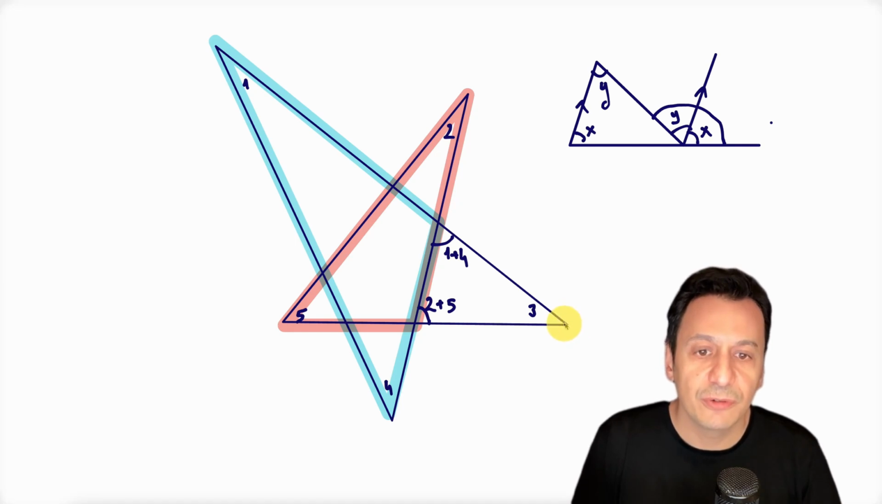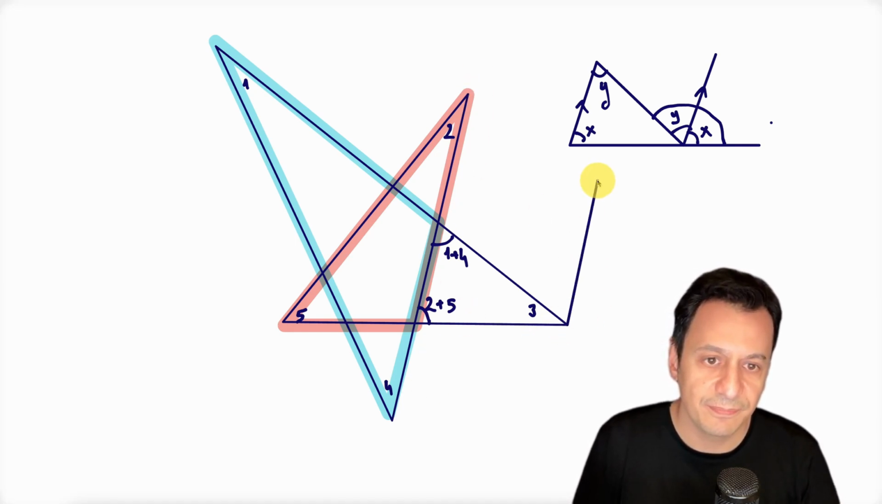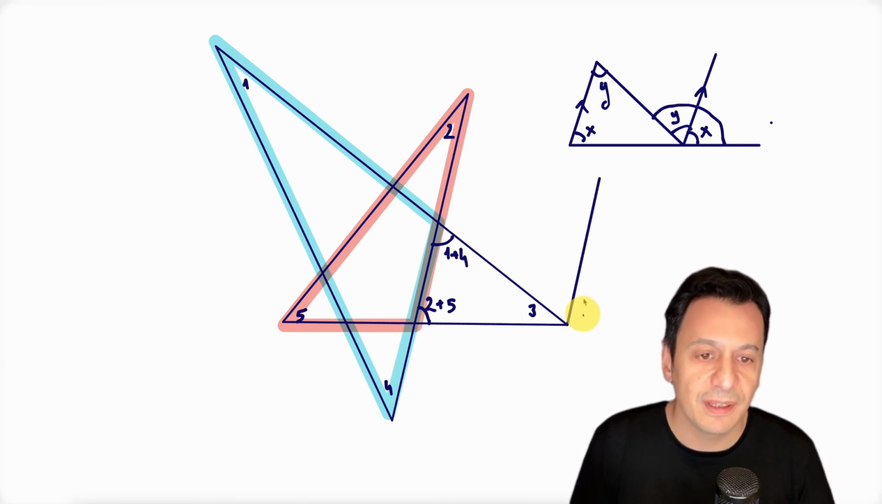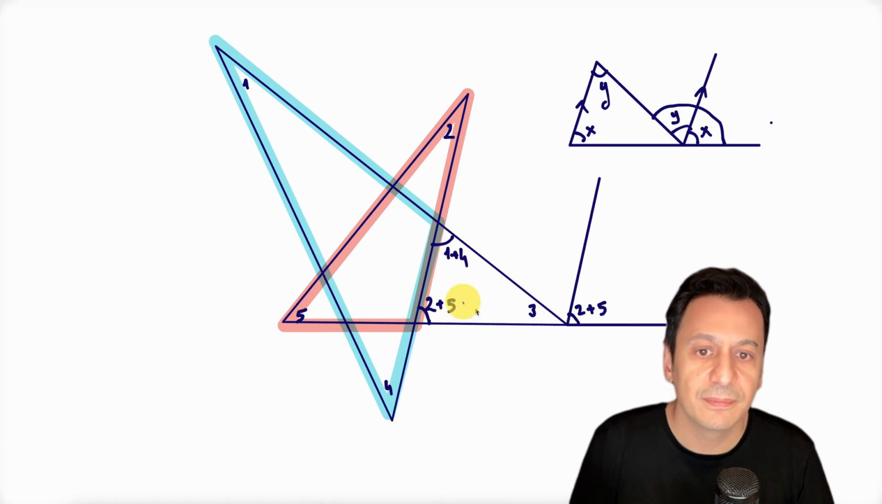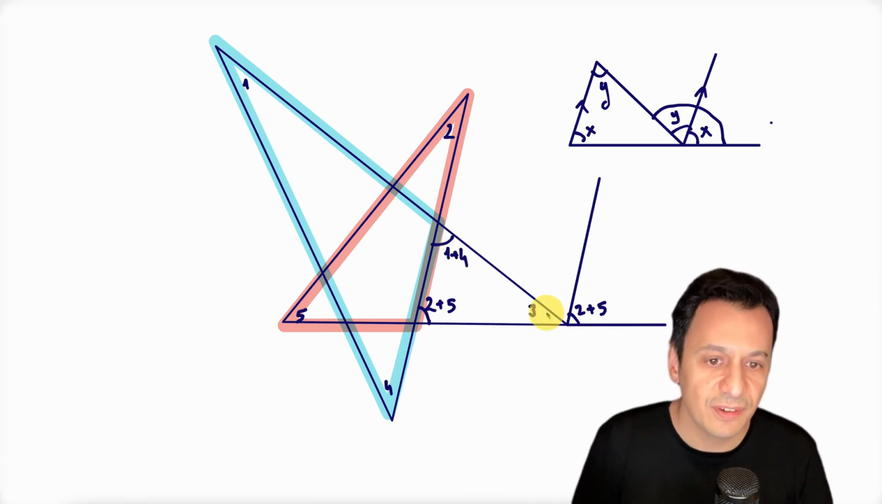Now from this point, I draw a line parallel to the line segment over there. And I extend the base of the triangle here. The angle here is 2 plus 5, and by corresponding angles, this part will also be 2 plus 5. Here, by alternate interior angles, 1 plus 4 will also be here.